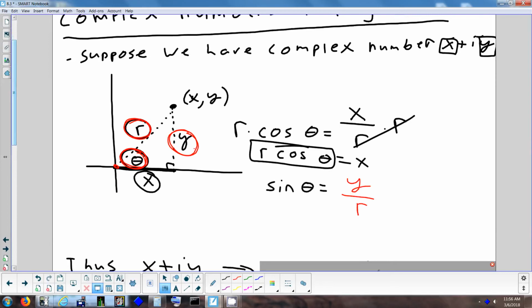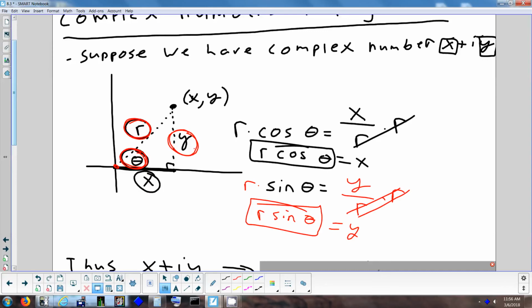I'm going to do the same thing again. I want to get Y by itself. So multiply by R. Times R, times R. And I get R sine theta equals Y. Okay, so far we haven't done anything really earth-shattering. We've done right triangle trig, which we learned a couple months ago. Any questions on what I just did with these two boxes?